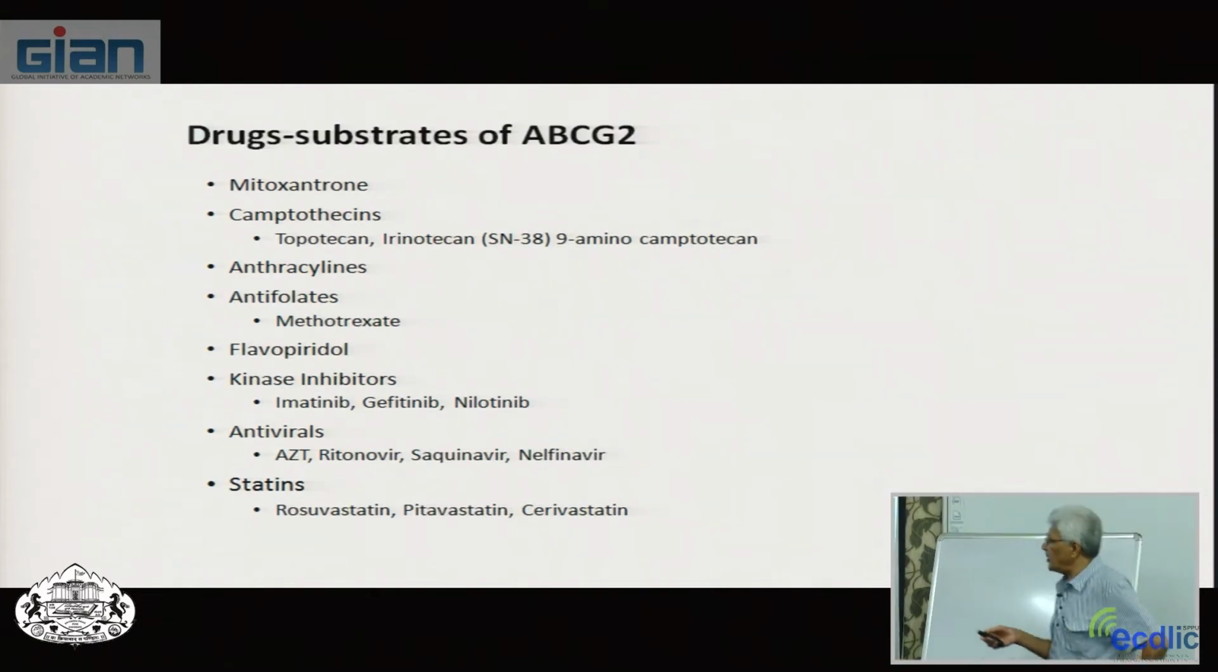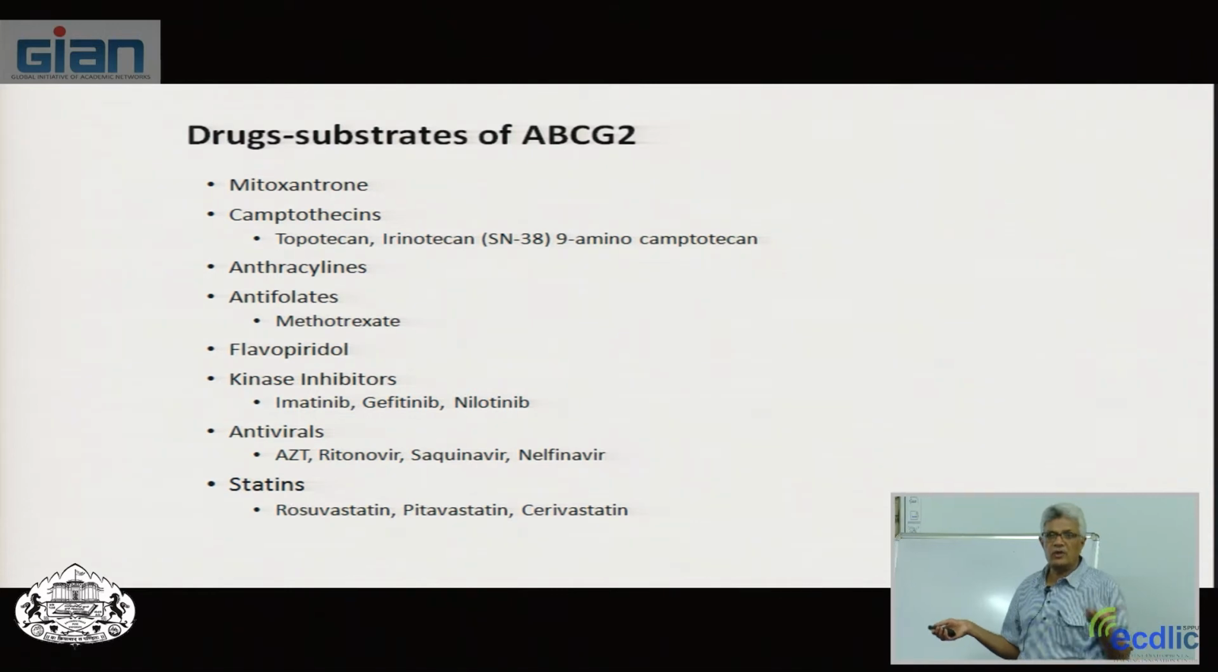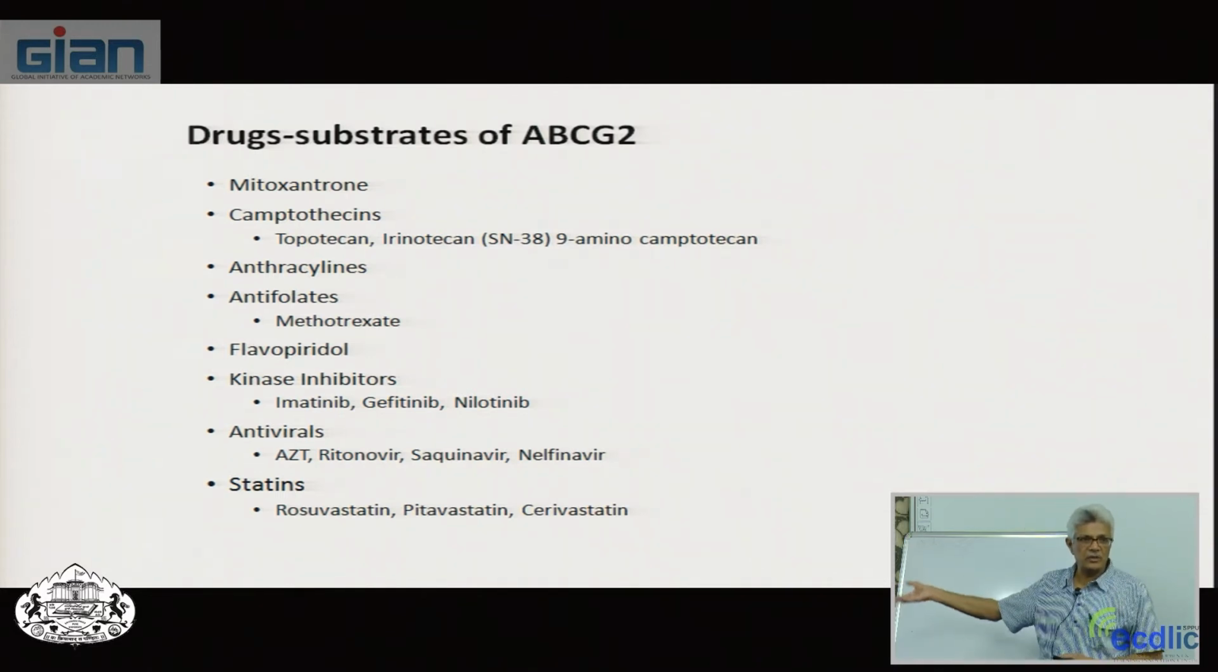And then these are some of the substrates we already looked at yesterday regarding the overlapping substrate specificity. Mitoxantrone, topotecan, and anthracyclines are also transported by P-glycoprotein, but the antifolate methotrexate is not transported by P-gp. Then flavopiridol; we will come to kinase inhibitors on Friday. And some of the HIV protease inhibitors are also substrates for this pump, and statins. So in the drug-drug interaction with statins, ABCG2 will have a role in that interaction.